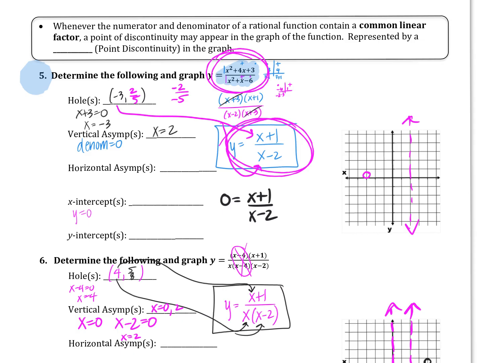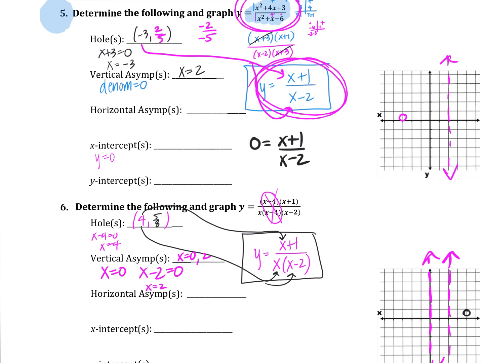What are we going to do to solve that? Cross multiply or multiply by x minus 2. They're both right answers. Cross multiply. Okay, let's do it. If we put that over 1, what's 0 times anything?